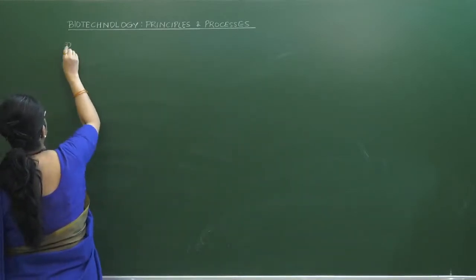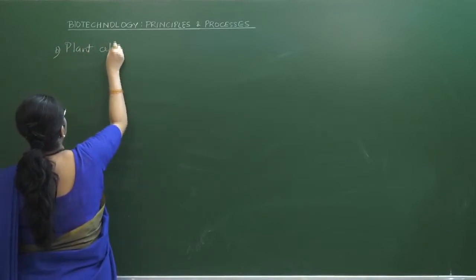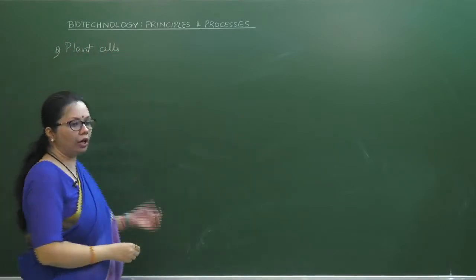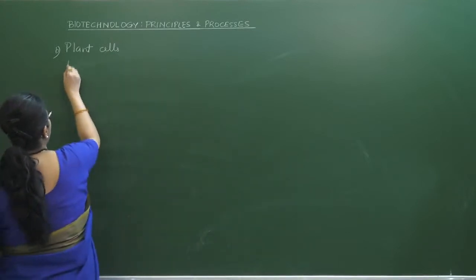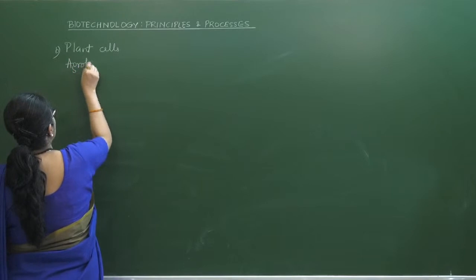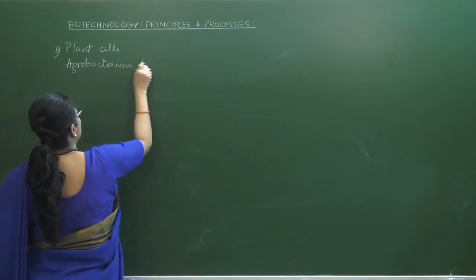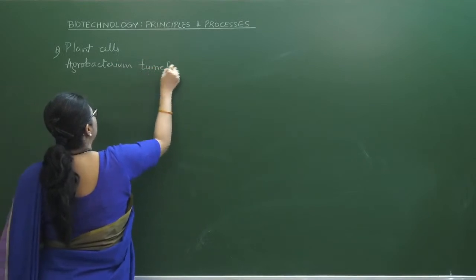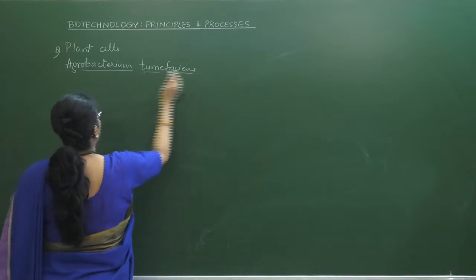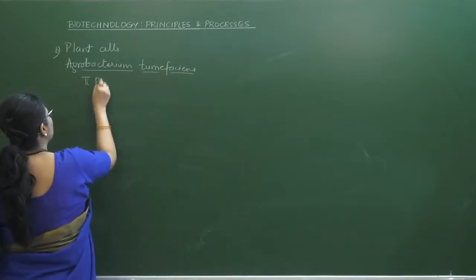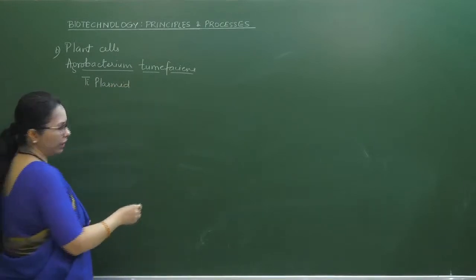Plant cells, as we mentioned, the most common way in which these are transformed is using Agrobacterium tumefaciens. Now this Agrobacterium tumefaciens has the Ti plasmid, as I mentioned with you, the Ti plasmid, which is the tumor inducing plasmid.